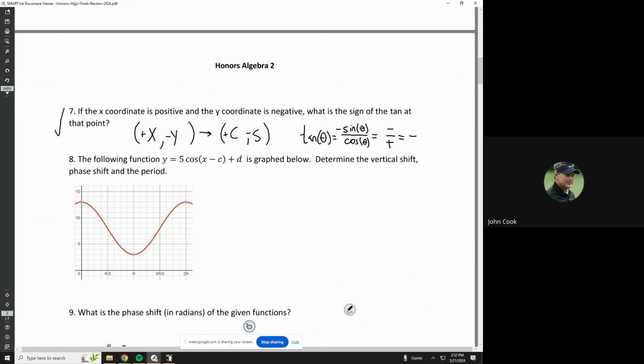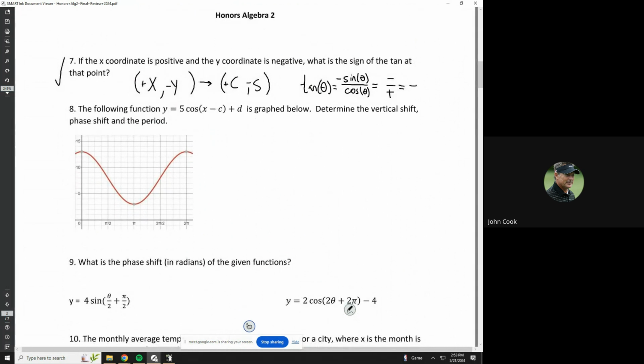All right, next up, number 8. The following function, y equals 5 cosine of (x minus c) plus d, is graphed below. Determine the vertical shift, the phase shift, and also the period for this thing. Let's see here. It looks like the peak value is happening at 0 here for our cosine. It looks like we kind of have to guess a little bit on some of this. So 10, 11, 12, 13. That's a height of 13. And then the lowest point is 1, 2, 3 right there.